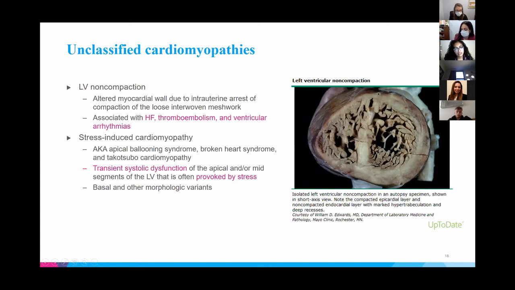And so you have the compacted epicardial layer and the non-compacted endocardial layer with a lot of trabeculations and deep recesses. And then stress-induced cardiomyopathy is another unclassified cardiomyopathy, which is also known as apical ballooning syndrome, broken heart syndrome, or Takotsubo's. And it's transient systolic dysfunction of usually the apical and or mid segments of the LV that's often provoked by stress. There are other morphologic variants and can include the bases.